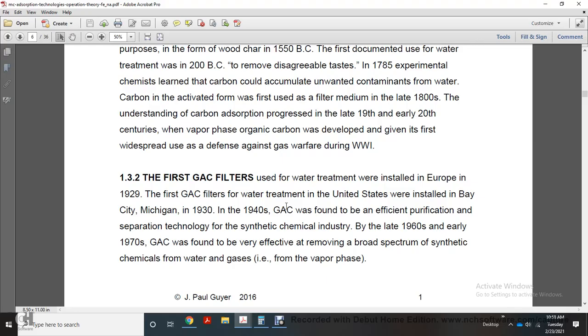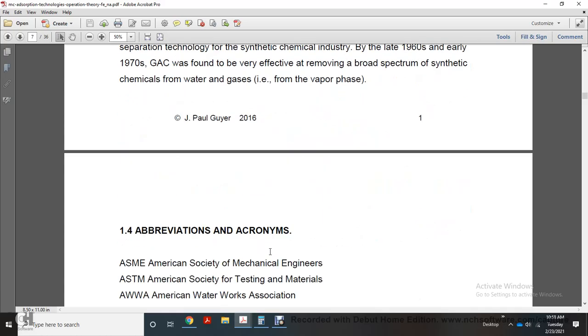Granular absorbent carbons were found to be an efficient purification and separation technology in the synthetic chemical industry by the late 1960s and early 1970s. Granular absorption carbons were found very effective at removing a broad spectrum of synthetic chemicals from water and gases from vapor phases.